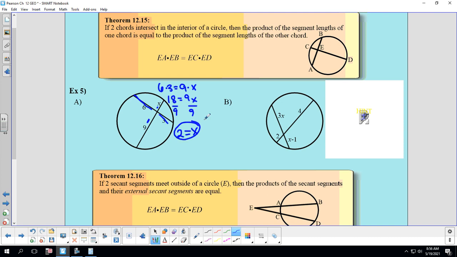Okay. Here we get 3x times x minus 1 is equal to 4, or 2 times 4. We're going to go ahead and distribute. So this is 3x squared minus 3x equals 6. Sorry, it equals 8.